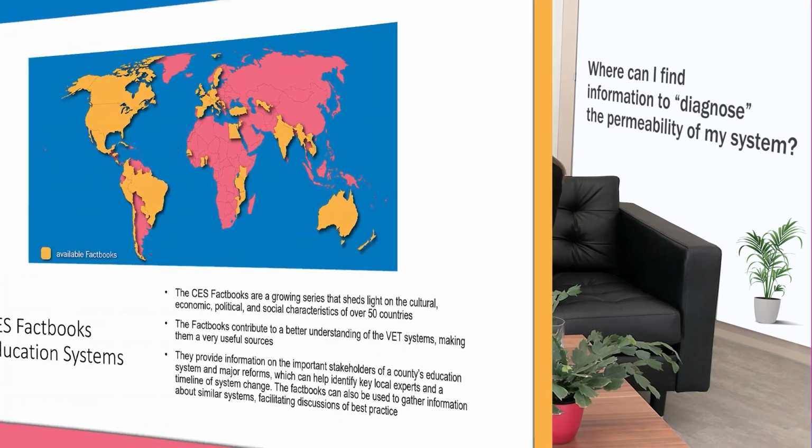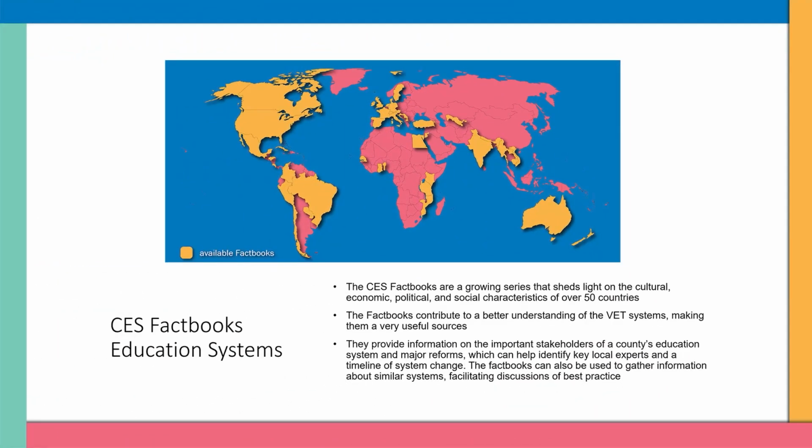The second thing that you can do is look at other internationally relevant sources. The first one is actually something we have in our chair, and Dityola, you're in charge of these, so why don't you talk about them? So the Factbooks are a non-growing series that we always update from time to time, that shed light on the cultural, economic, and social characteristics of different countries with the focus on education systems.